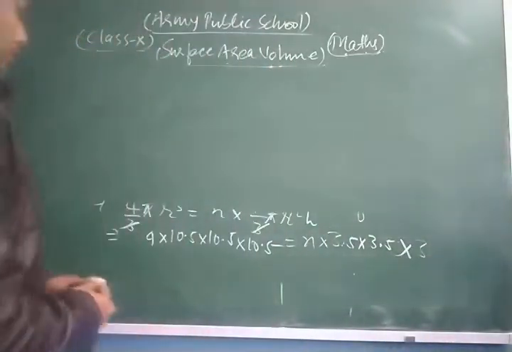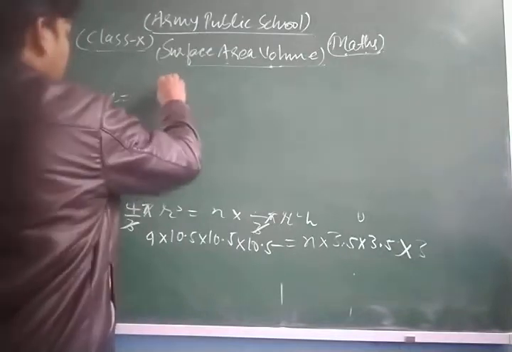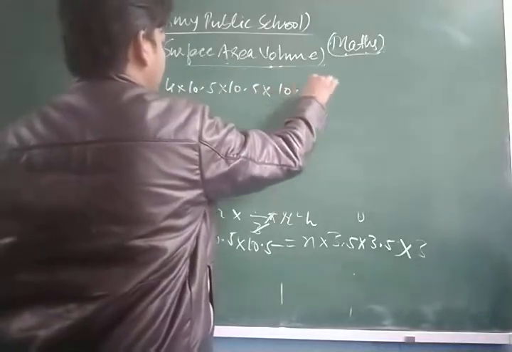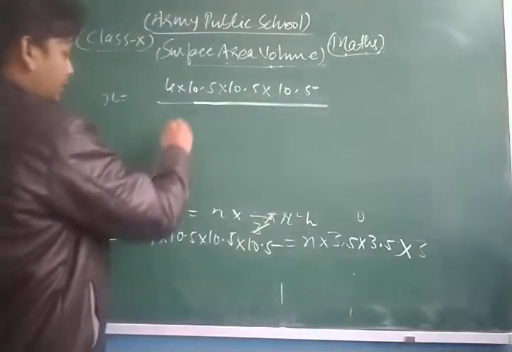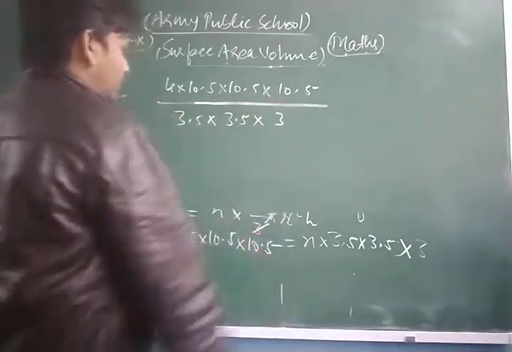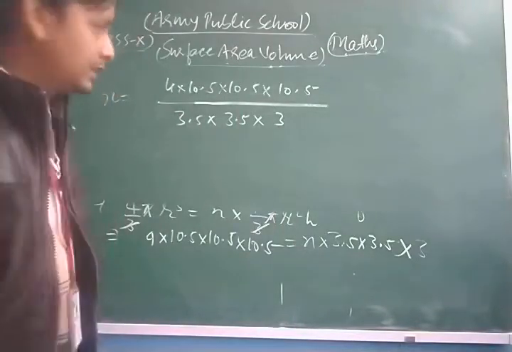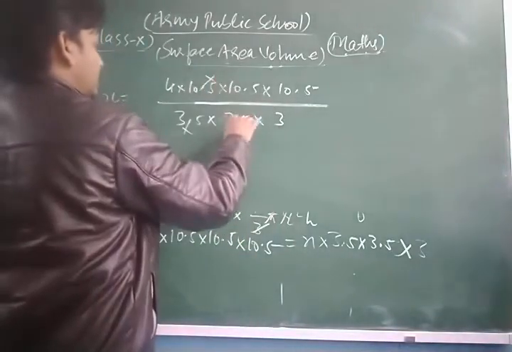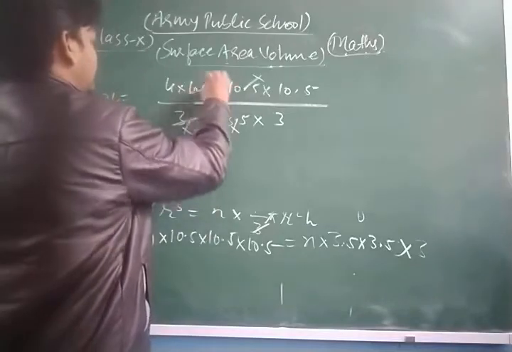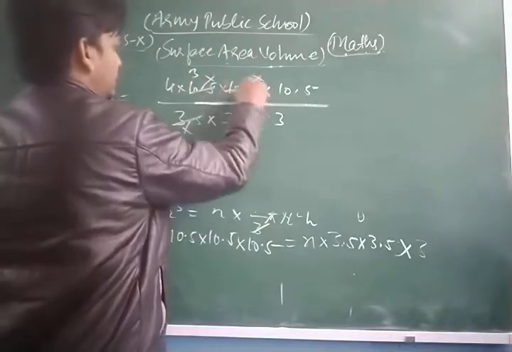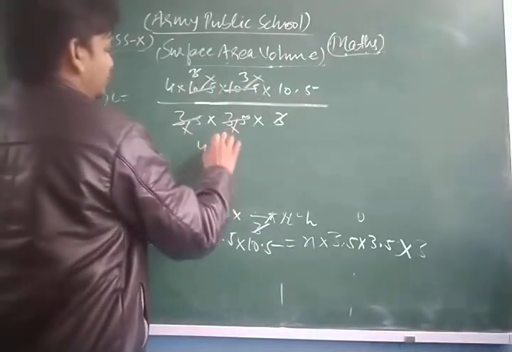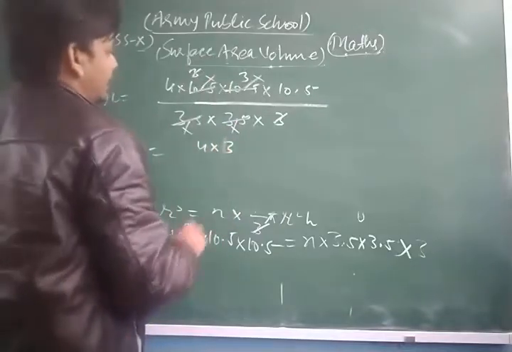Now dear friends, look, from there we get n is equal to 4 into 10.5 into 10.5 into 10.5 divided by 3.5 into 3.5 into 3. Now we simplify them and get our result. The decimals cancel each other, the 3s cancel each other, and now 1 and 3 cancel each other. So we get 4 into 3 into 10.5.